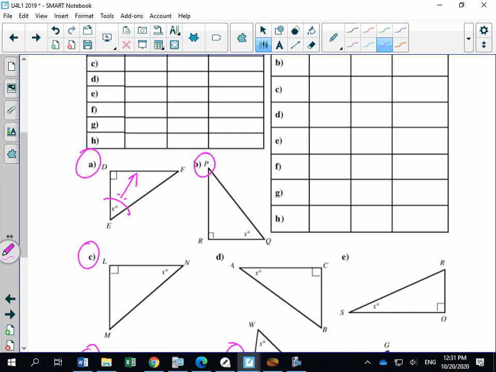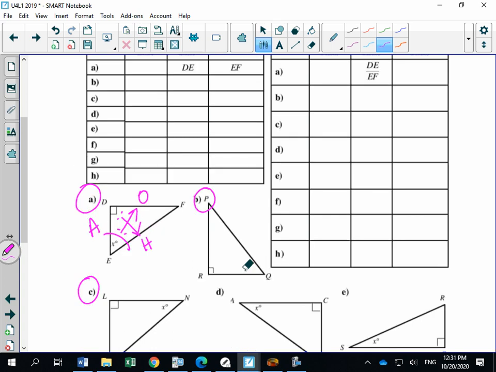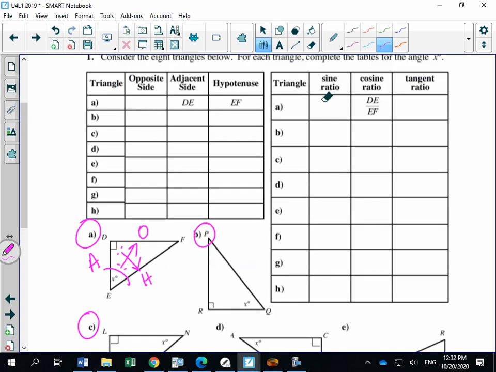So if I labeled everything according to the given angle, this would be my opposite side. This would be my hypotenuse. And this would be my adjacent. Then what I could do is I could now fill in A up here. So triangle A would be this guy here, is the one we just did. And the opposite side, if I look, Hermes, what do you think I would write for my opposite side? What letters are my opposite side?